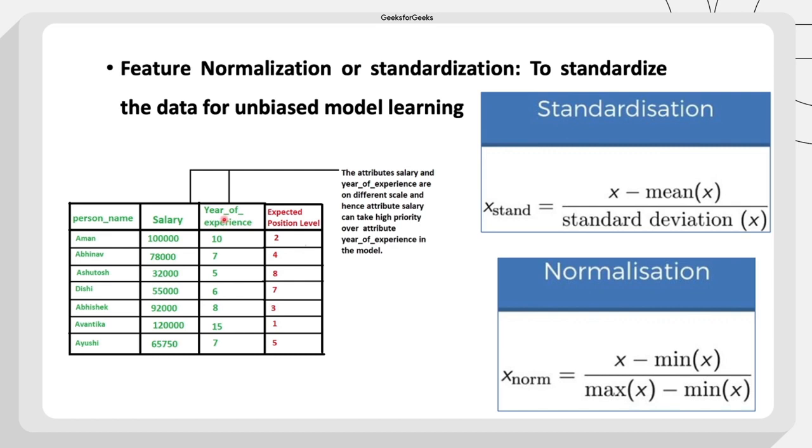The learning of your model can become biased because of different range values. It could think that salary is a more important parameter, but that's not the case. So to make our model unbiased, we standardize the data, and we have different standardization techniques. One is standardization, another is normalization, right?